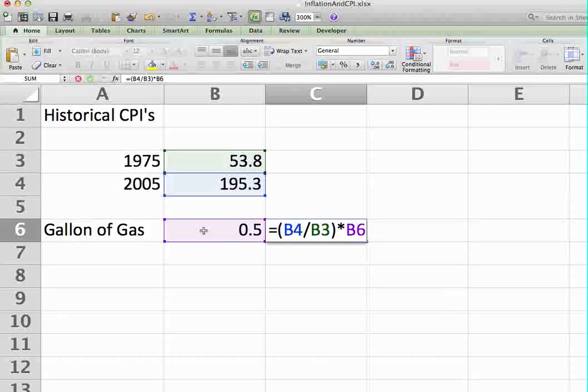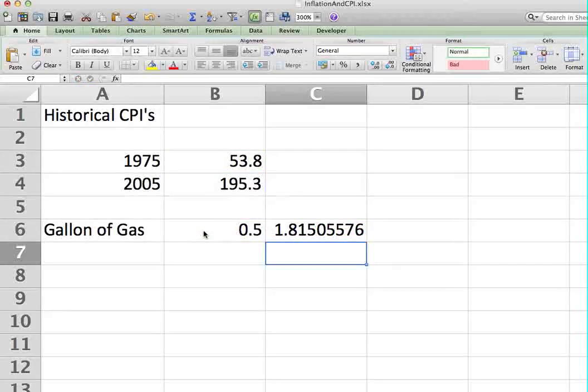Okay, so think about this calculation: the ratio of the two CPIs, 195.3 divided by 53.8, gets multiplied by the price of a gallon of gas in 1975 to get your estimate for the price in 2005 based on the CPI. And that estimate comes out to be $1.82.